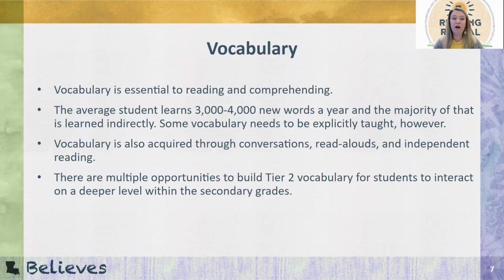So vocabulary is also essential to reading and comprehending. And the average student learns about 3,000 to 4,000 new words a year, and the majority of that is learned indirectly. So what that means is we don't have vocabulary definitions and words up and we're making them memorize. This is just indirect learning through reading, through having those discussions. But some vocabulary does need to be taught explicitly as well. And there's many places that we can do that.